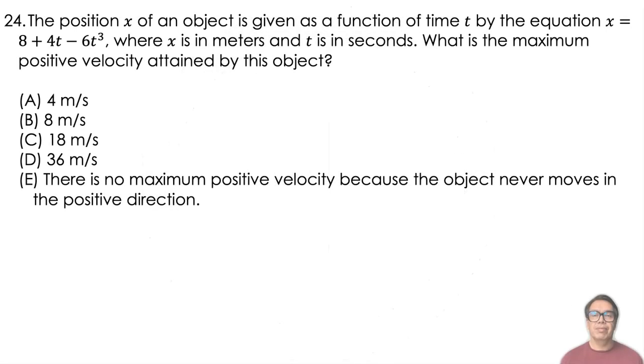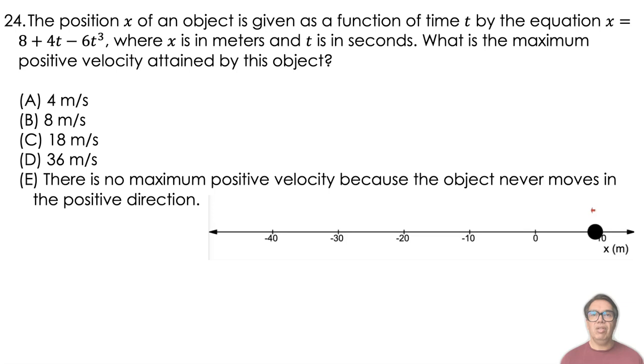You should pause now and try to get the answer on your own. The derivative of position is going to be the velocity. Therefore, the velocity in terms of time is going to be 4 - 18t².